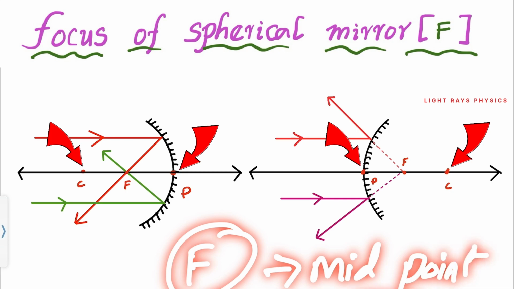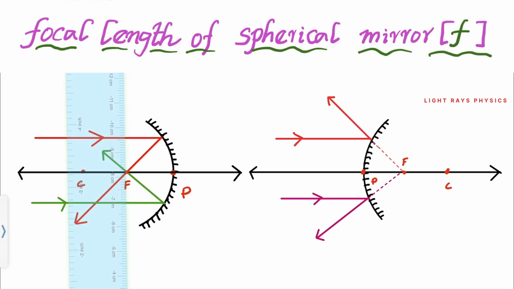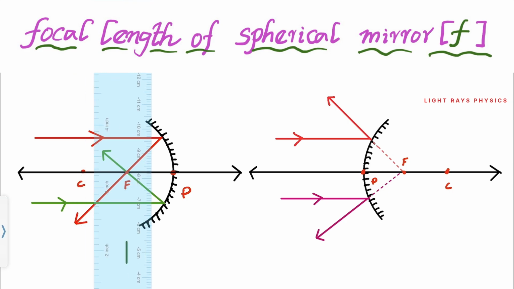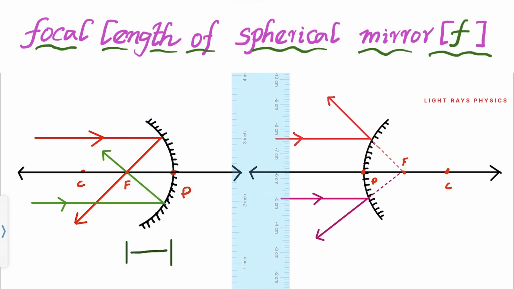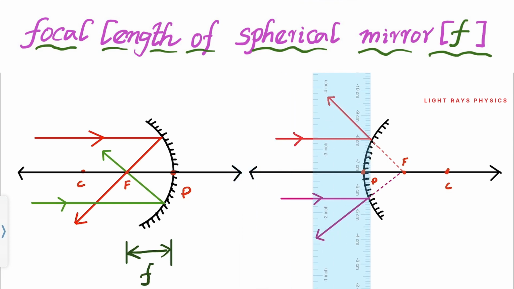Now let us study one more definition called focal length. You can observe on the screen I am drawing a line at the focus and I am drawing one more line at the pole. Now the distance between focus and pole I am denoting with a single line. Now this length of the line is called the focal length.